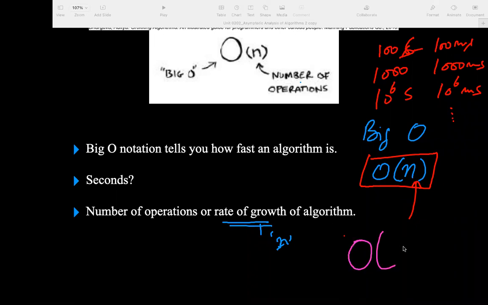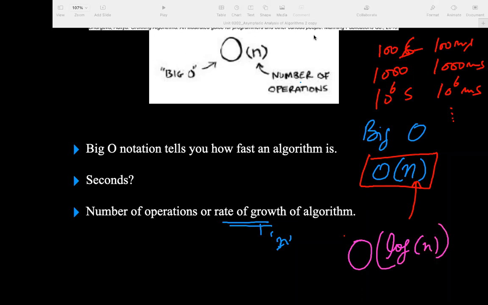Anyone? For binary search, like for linear search we wrote down n. For binary search, we are going to write down, yes, very good, log n, right?